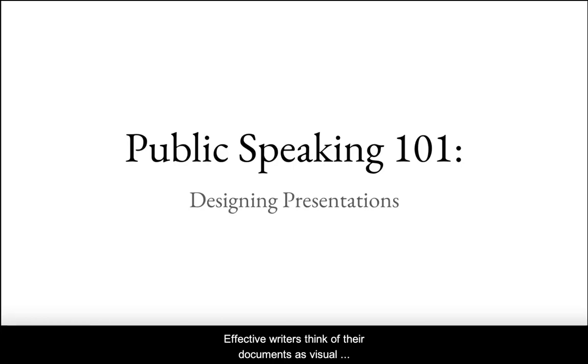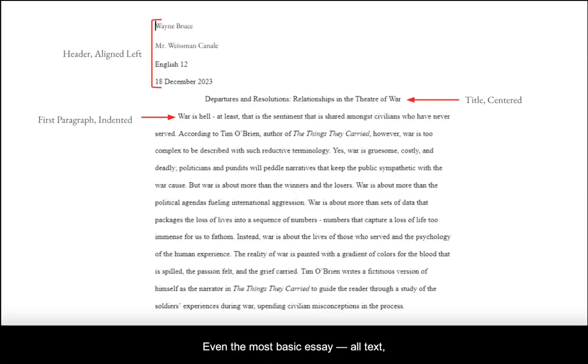Effective writers think of their documents as visual structures to which they can apply basic principles of design. Even the most basic essay, all text on paper, has a visual structure with a left-aligned header, double spacing, a centered title, paragraphs indented on the first line, and so on. However visually rich the document, the writer's goals are to make each page look inviting and to lead readers smoothly from one part of the text to the next.